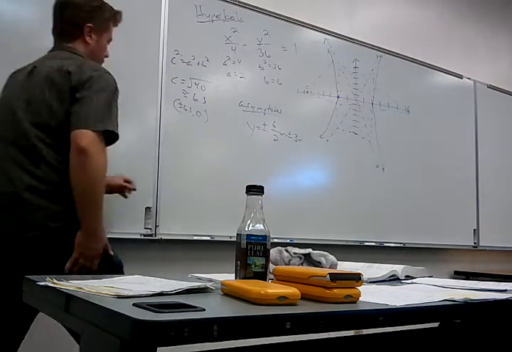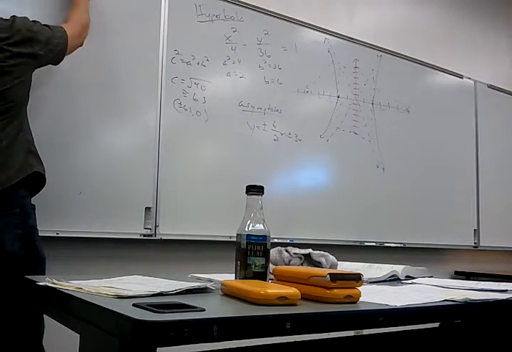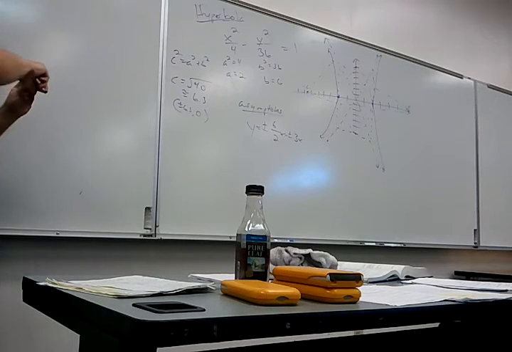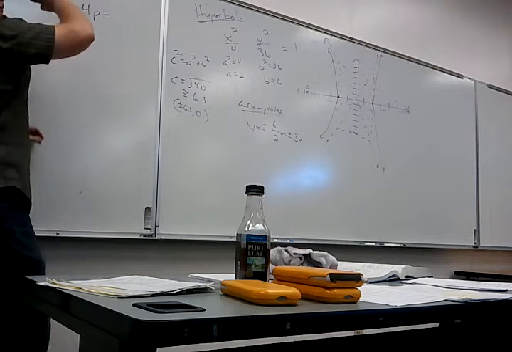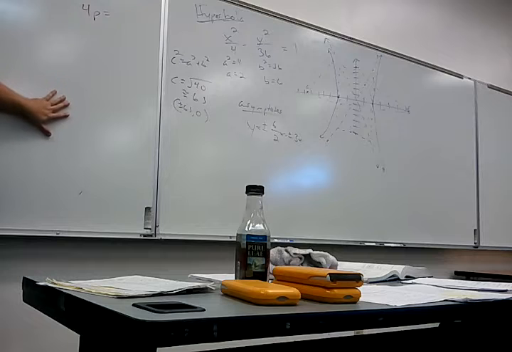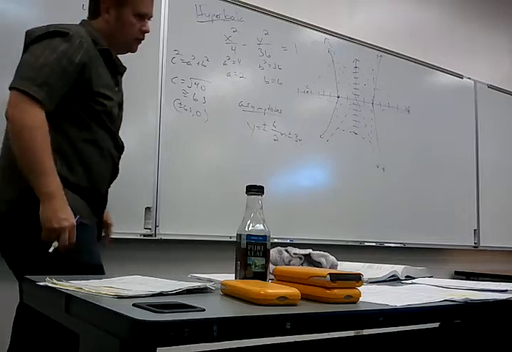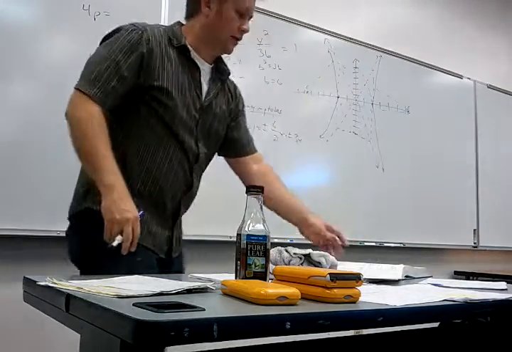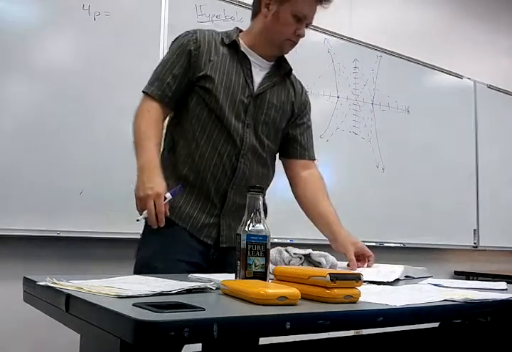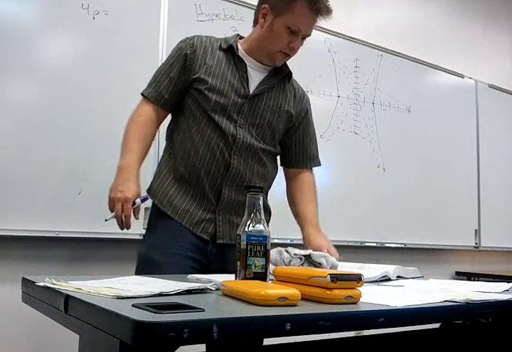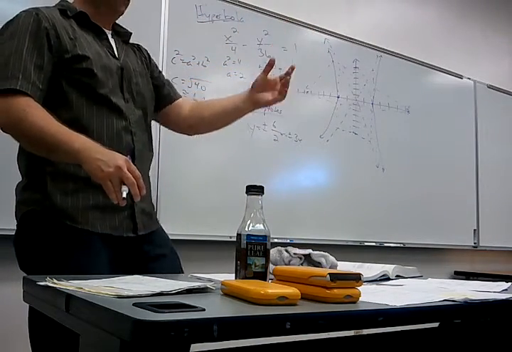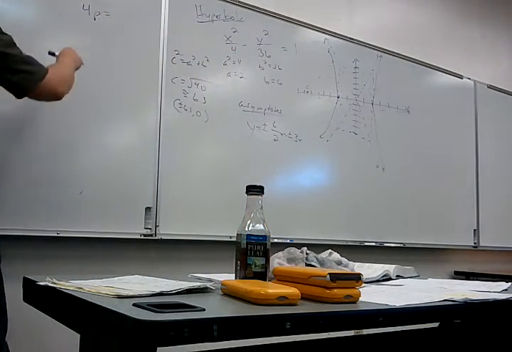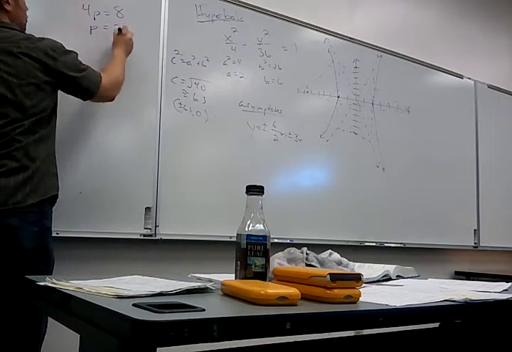So in general, x squared equals 4py. I've seen it written different ways, but this is the way that I was taught, so I like this way. P has double duty. P is not only the focus location, but it's also the directrix location. So 4p here would be 8, so p would be 2.